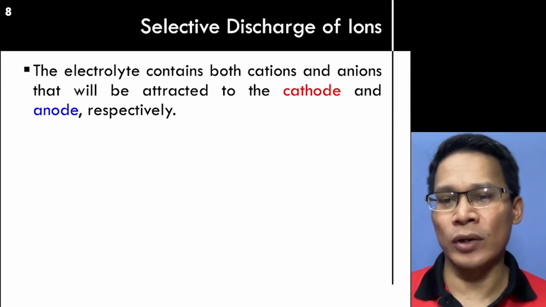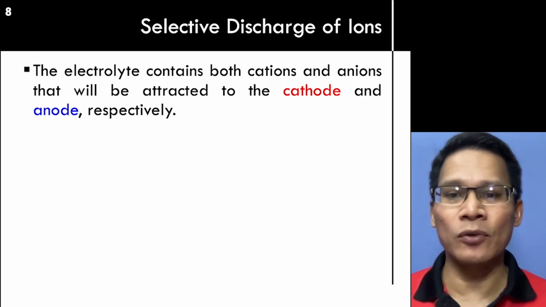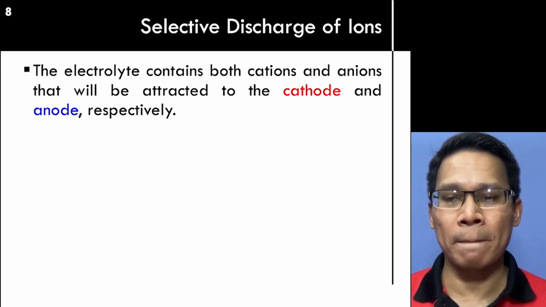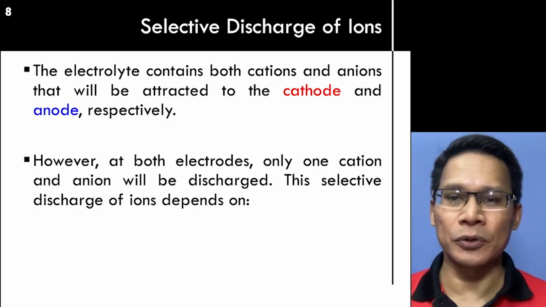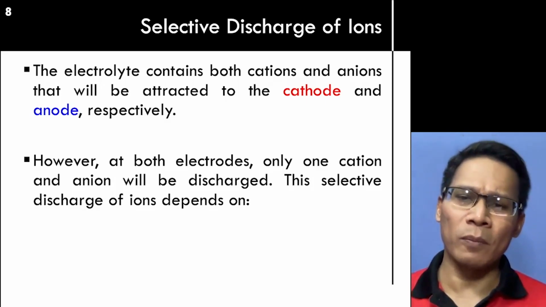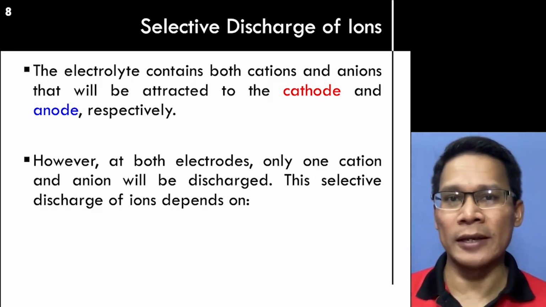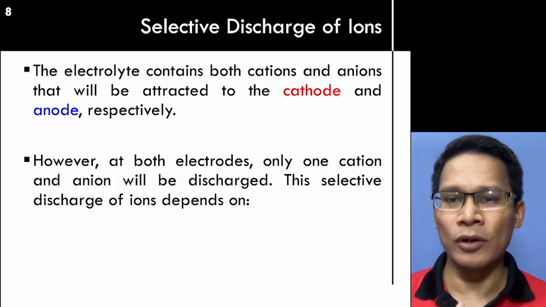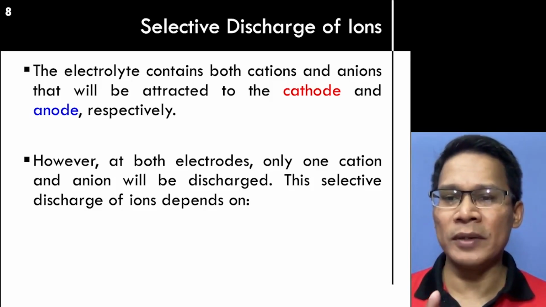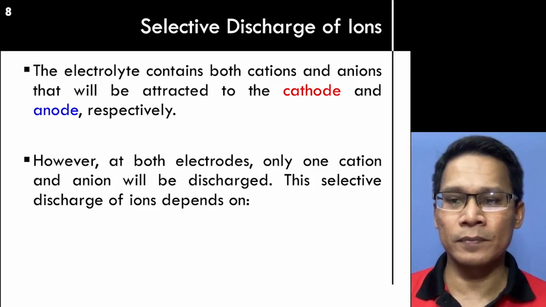All cations in the electrolyte will be attracted to the cathode. All anions in the electrolyte will be attracted to the anode. However, only one ion will be discharged at each electrode. This will not be a problem if there is only one cation and one anion in the electrolyte. But if there is more than one anion and cation, only one of each will be discharged. The ions that will be discharged will determine the products formed at each electrode.